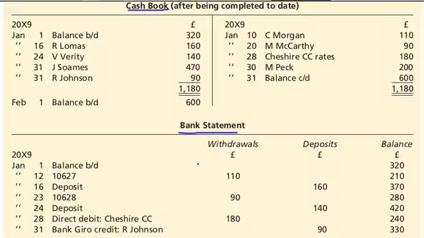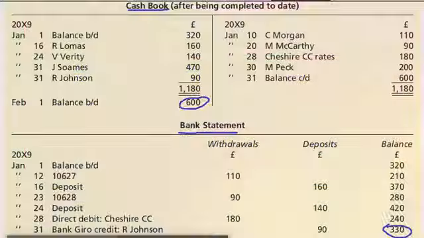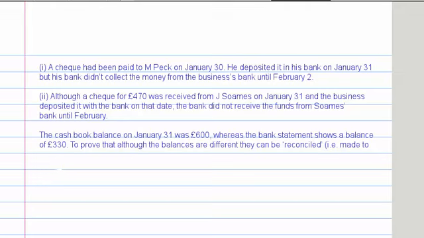Now, in an ideal situation, the cash book balance, this one, is supposed to be the same as the bank balance, this one, but there's a difference. So what we try and do in accounting is, this difference is almost always normal, but to show that it's normal, we do what's known as a bank reconciliation statement.